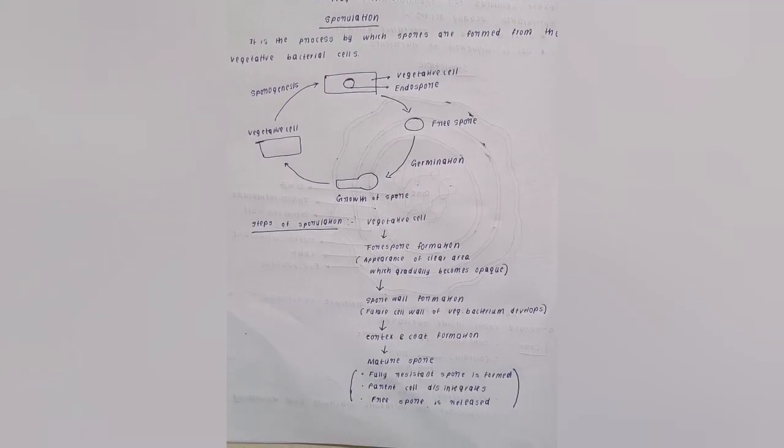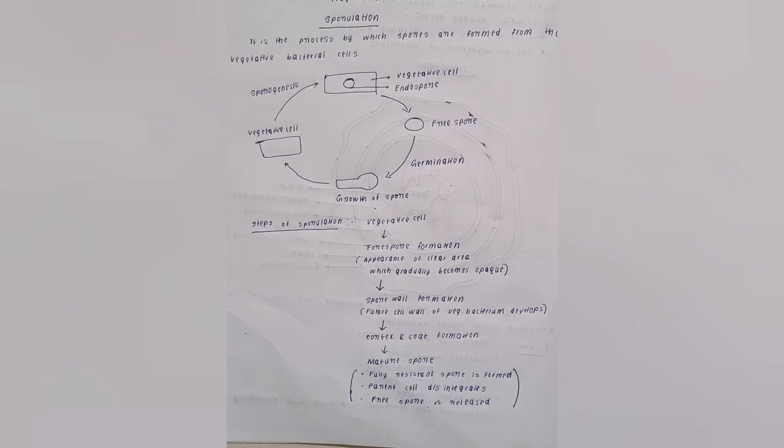Next, sporulation. Sporulation is the process by which spores are formed from vegetative bacterial cells. I have given you a pictorial representation which is basically given in Ananthanarayan. So the vegetative cell is present, then the sporogenesis process happens. How the sporogenesis process happens we will see next in this video.